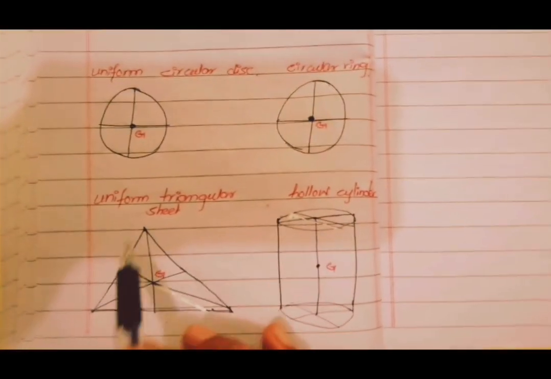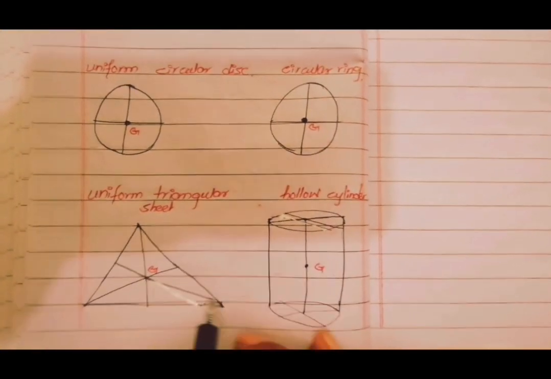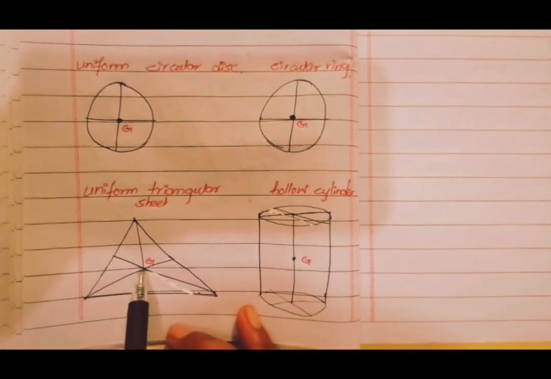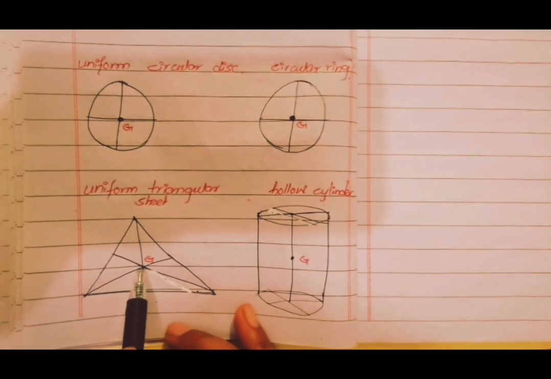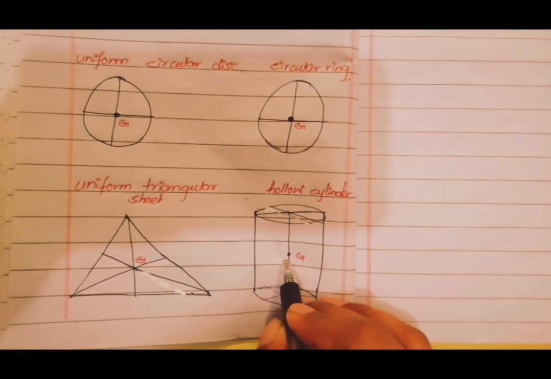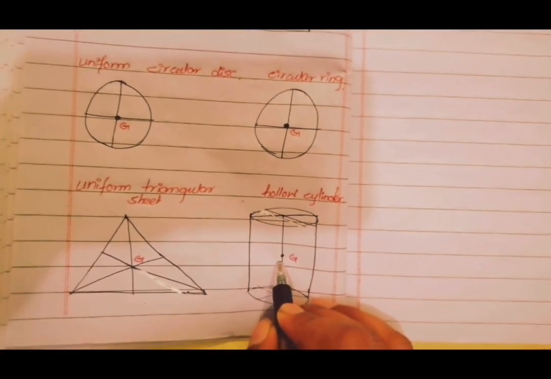In triangles we draw medians. So the point where the medians meet is called the center of gravity of a triangle. And in a hollow cylinder, the middle point is also called the center of gravity of this hollow cylinder.